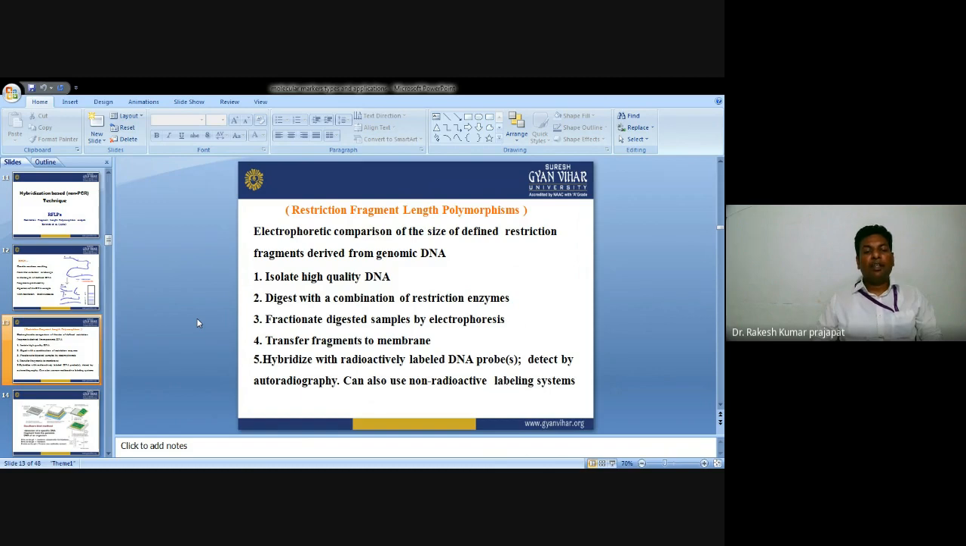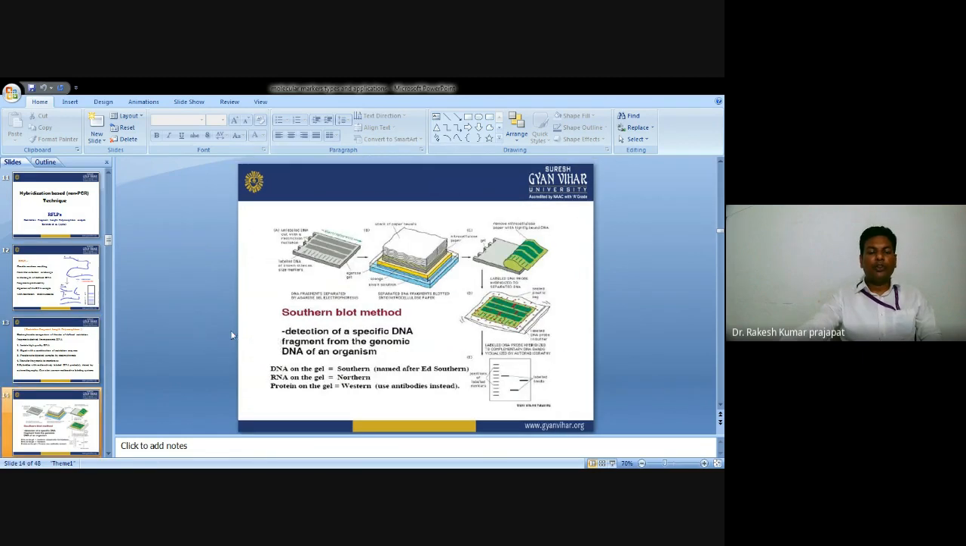Then transfer the fragments to a membrane, hybridize with a radioactively labeled DNA probe, and detect through autoradiography. We can also use non-radioactive labeling. So this is the representation of RFLP.